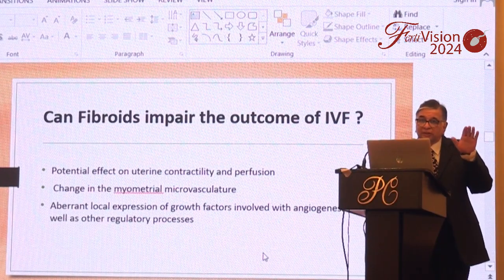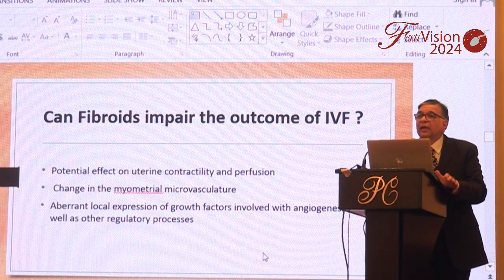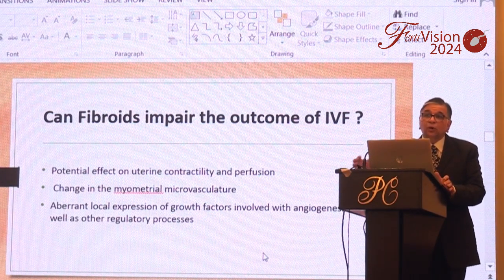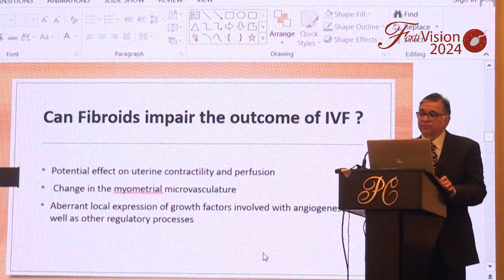Sometimes you would want to do the cycle first, freeze the embryos, then carry out the myomectomy, and then go for an embryo transfer in 3 to 4 months' time. That is what I now consider is probably a good idea rather than offering them myomectomy up front.